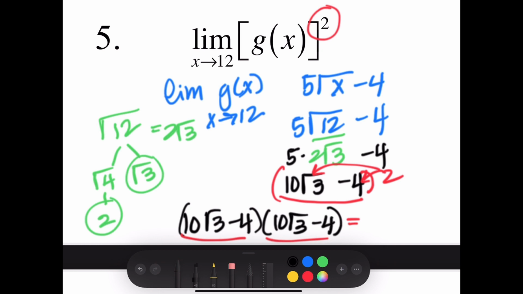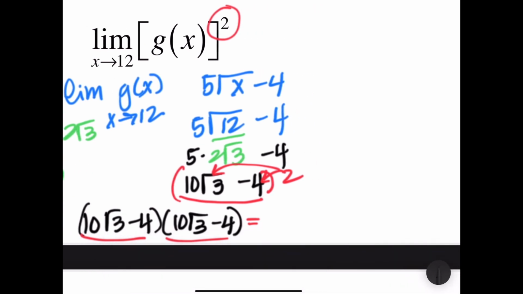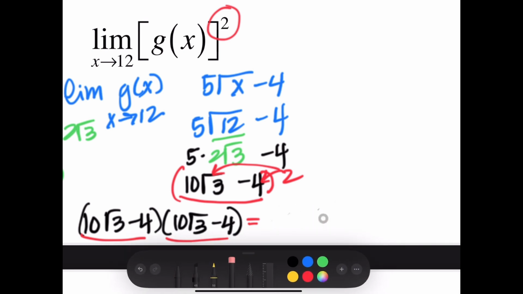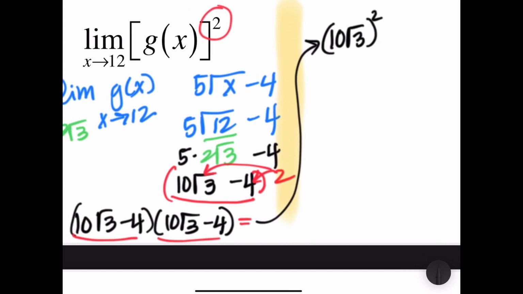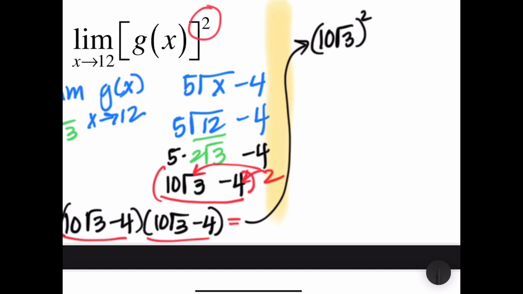Okay. Now, when I use FOIL, it's going to look like 10 radical 3 squared. And you know what? Let me go ahead and move this up because it's going to continue going. So let me create a division. Here we go. And this is going to be 10 radical 3 squared. Okay. That's my front. My outer is negative 40 radical 3. My inner is negative 40 radical 3. And my last is positive 16.